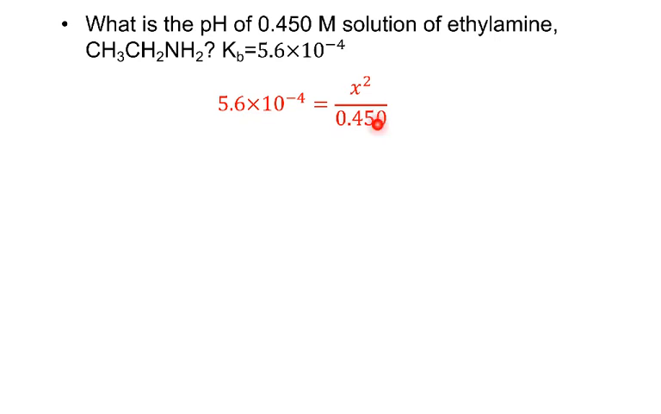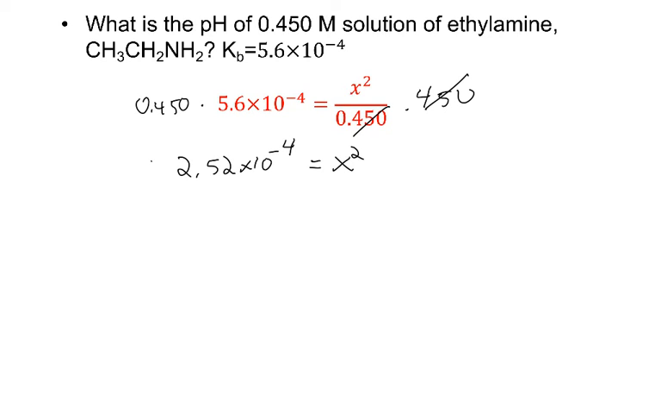Okay, so this is what we had from the last slide. I've just substituted the numerical value of KB in for KB. So to solve this, I want to multiply both sides by 0.450. And so I get X squared, then I want to take the square root of both sides. And so that's what I get for X.